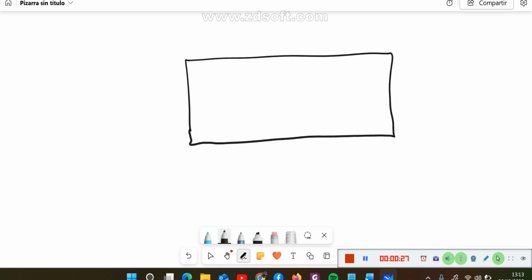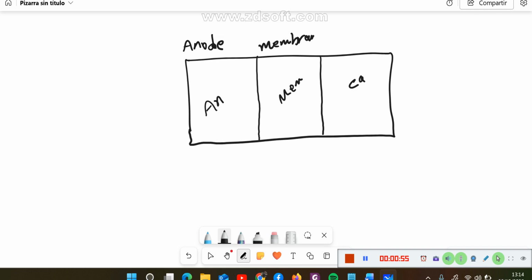Assume that we have this one. A PEM fuel cell is divided into three main parts. We call them the anode side, the membrane, and the cathode side. Here I just write them down to be clear: anode, membrane, and cathode side.